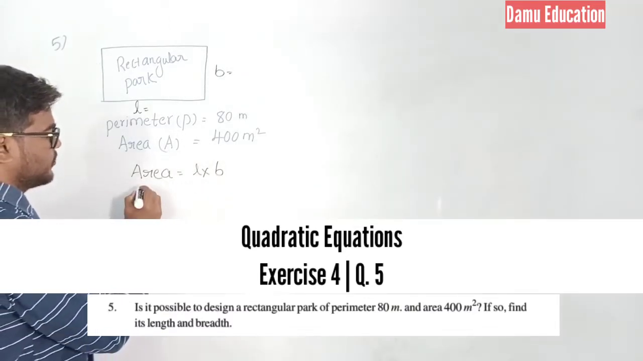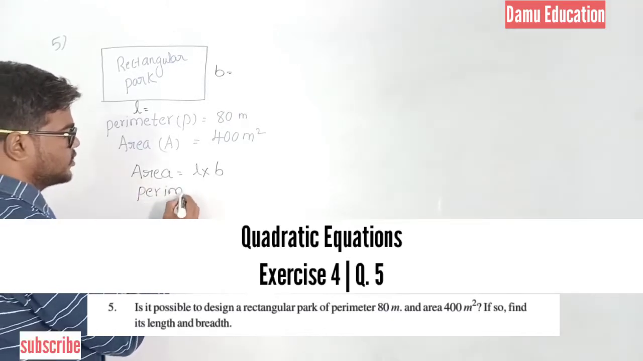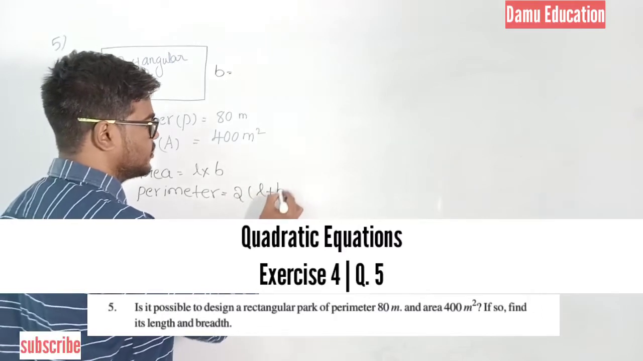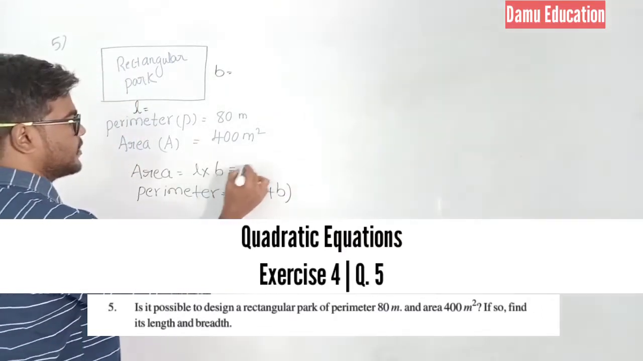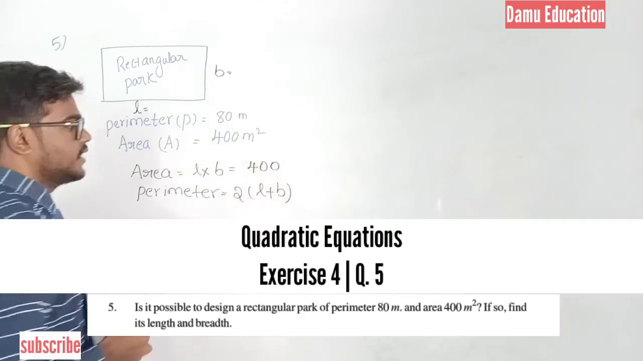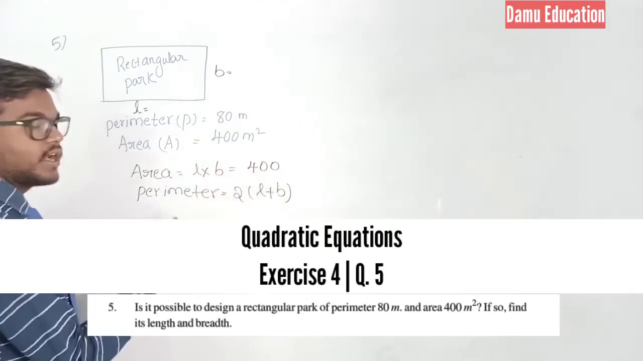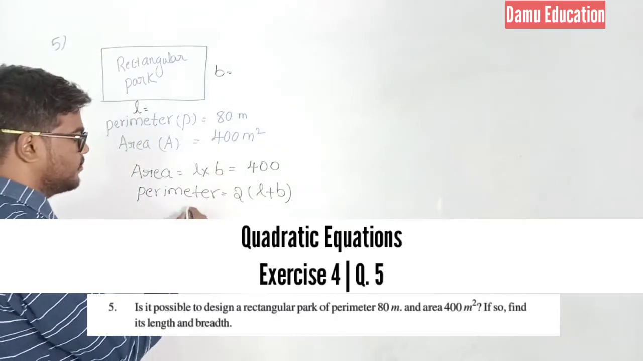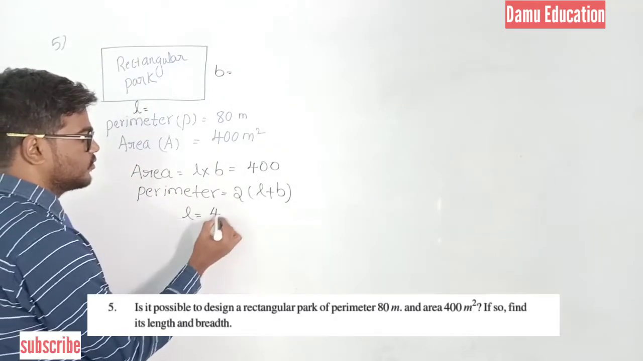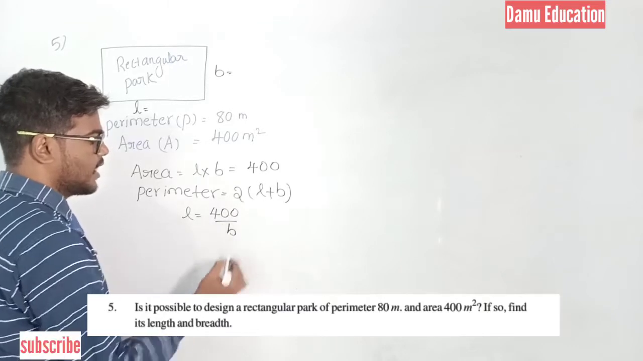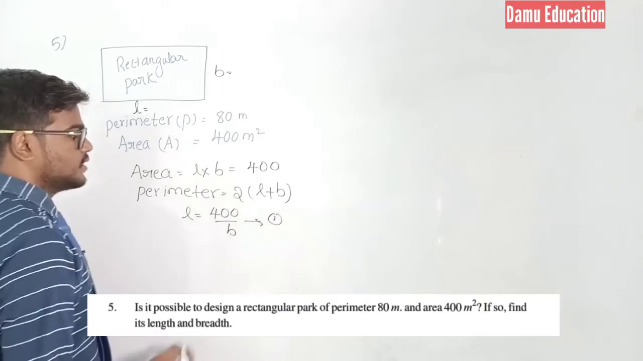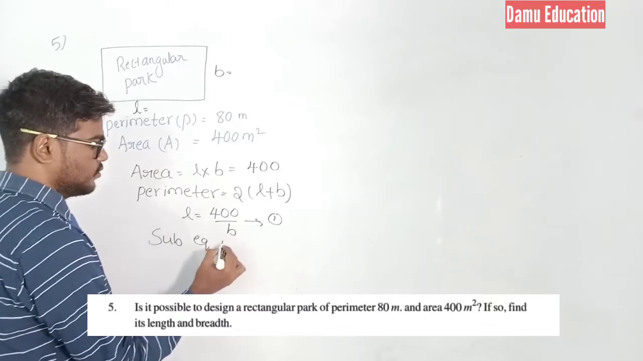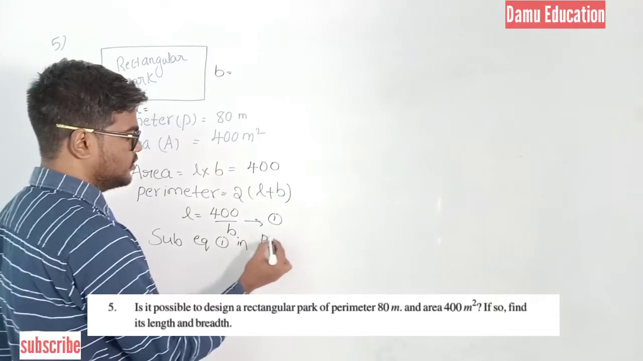Perimeter will be equal to 2 into (L plus B). For this, area will be equal to 400. From this, L will be equal to 400 by B, and let's take this as equation 1. Then substitute equation 1 in the perimeter formula.